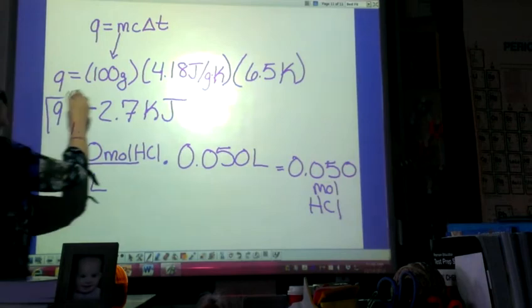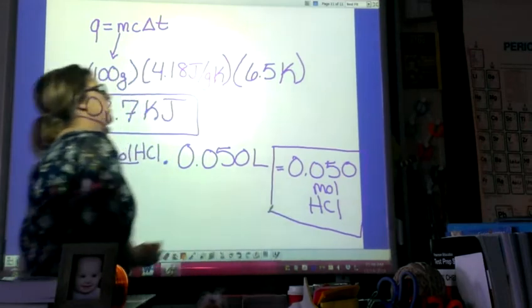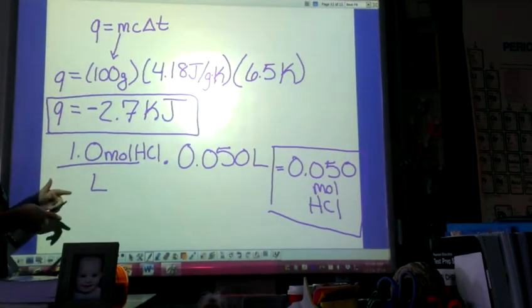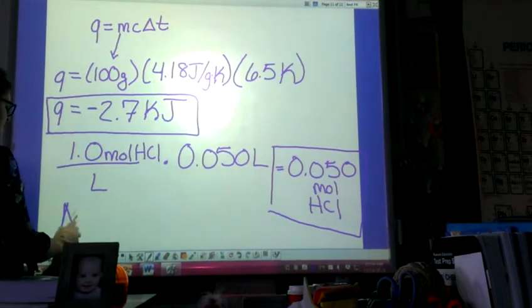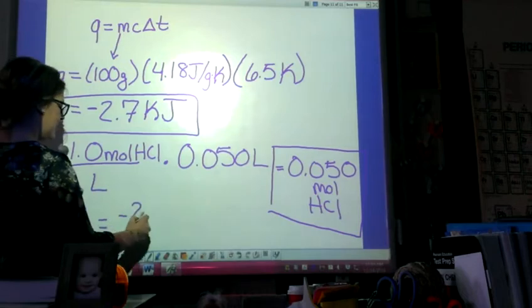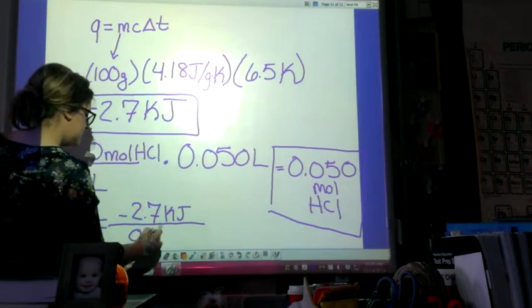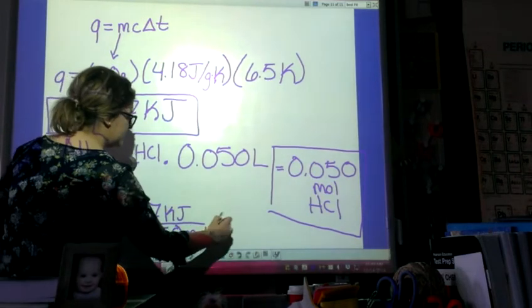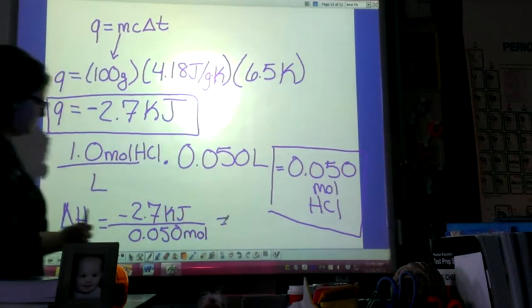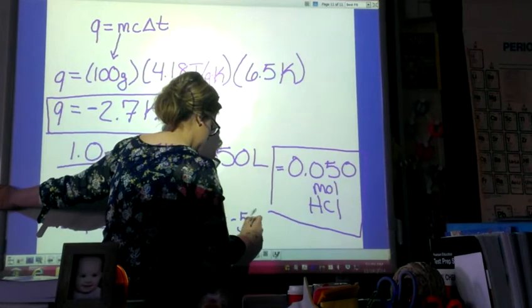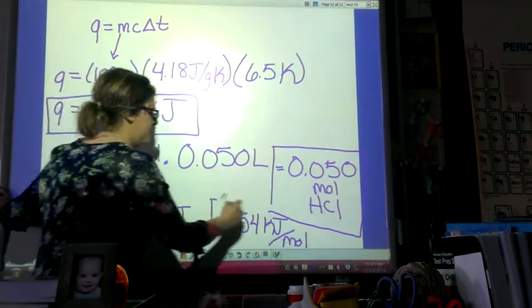Okay, so now that I have Q and how many moles of HCl we had in our reaction, I can just divide those two to get the change in enthalpy in kilojoules per mole. So to find delta H, I'm going to do negative 2.7 kilojoules over that 0.050 moles of HCl, and that should give you negative 54 kilojoules per mole. So that would be my answer.